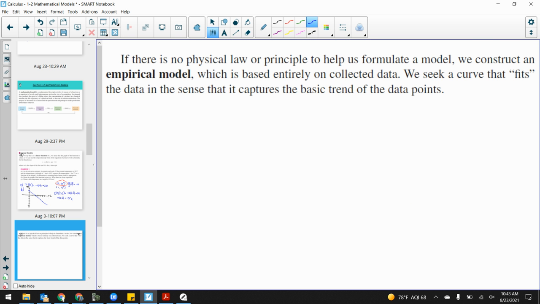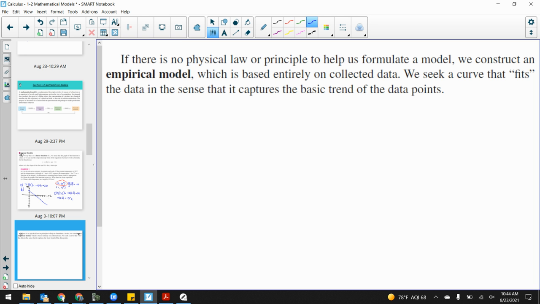If there's no physical law or principle to help us formulate a model, we construct what's called an empirical model, which is based entirely on collected data. Remember doing linear regressions and quadratic regressions and quartic regressions and so on and so forth? That is what we now can call an empirical model. An empirical model is basically using data and saying, okay, if this set of data relates to this set of data, what type of equation can we have?